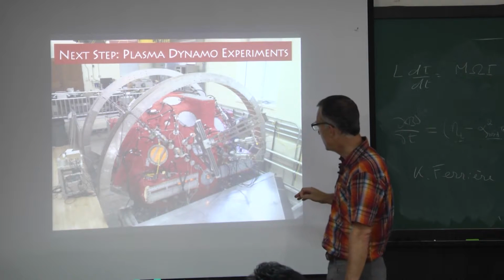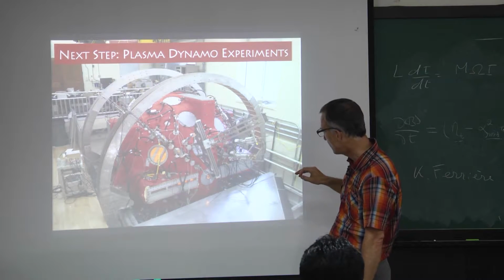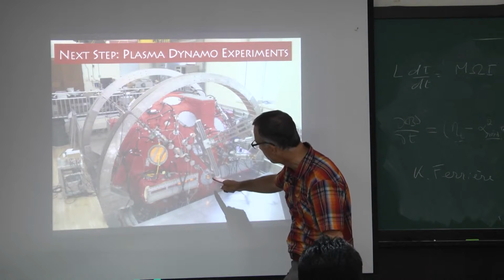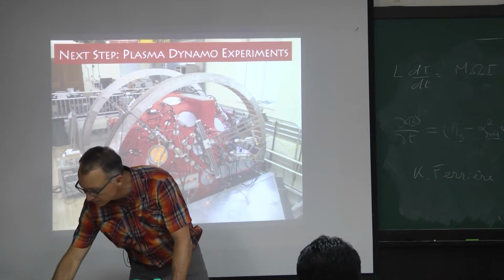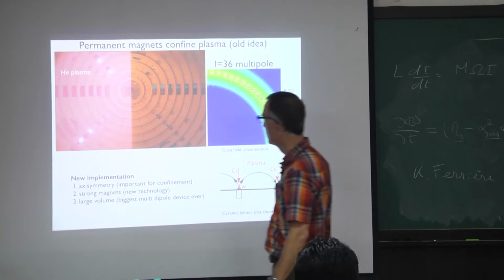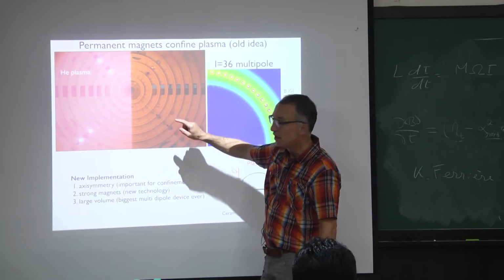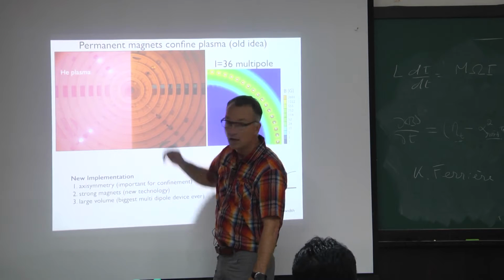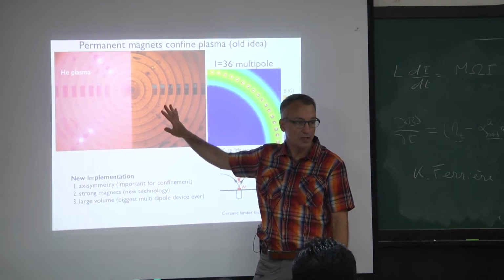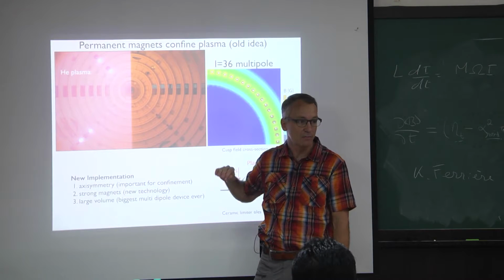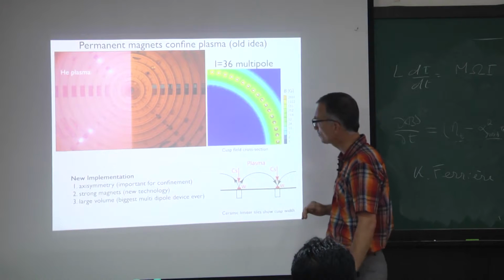And if you look through this port right here, this is what you would see on the far side. You would see these rings of permanent magnets that are bolted to the inside of the vacuum vessel. Okay?